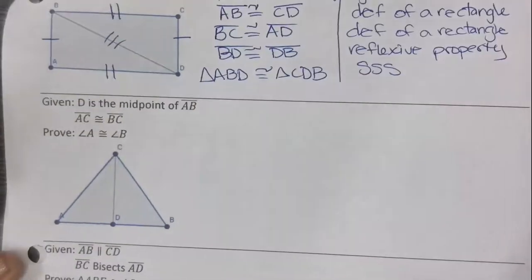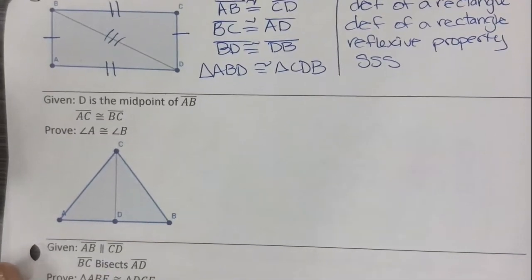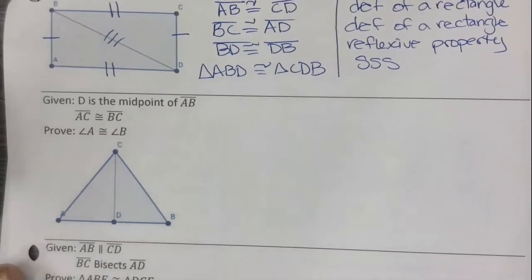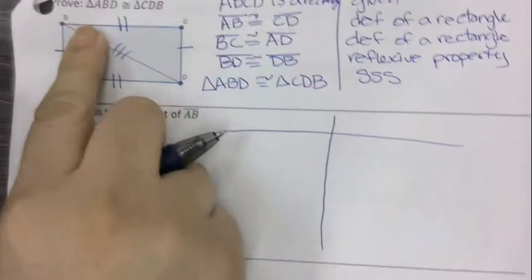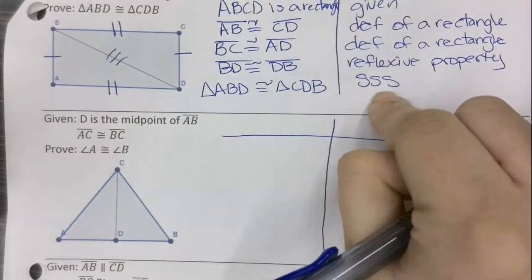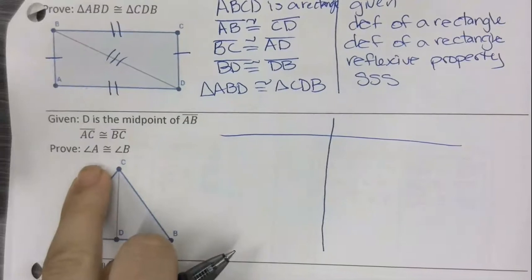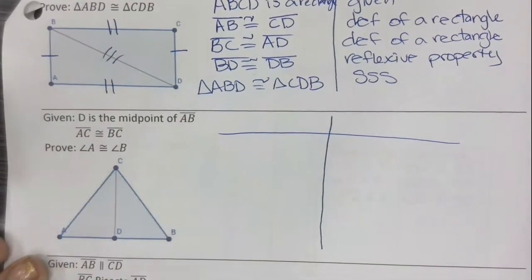Okay. The next one is giving me D as the midpoint of AB and telling me AC is congruent to BC, and then I want to prove my 2 angles are congruent. So if I'm proving triangles are congruent, I want to end with my congruence theorem. If I'm proving angles or sides are congruent, I'm going to end with CPCTC.